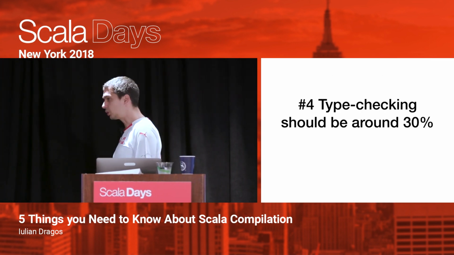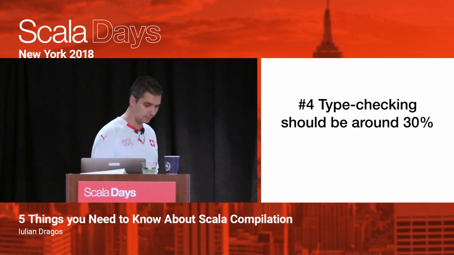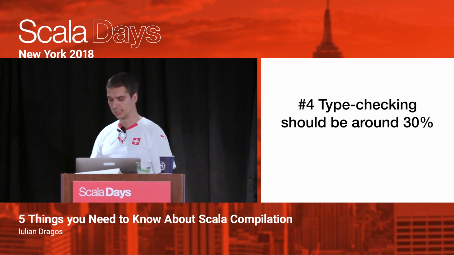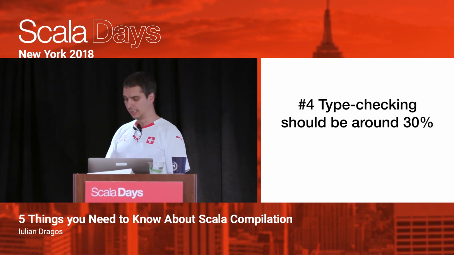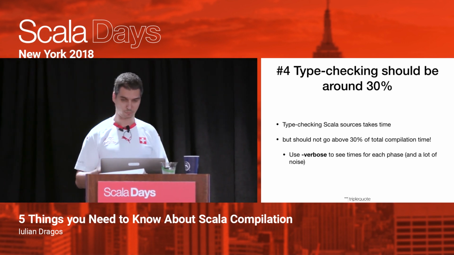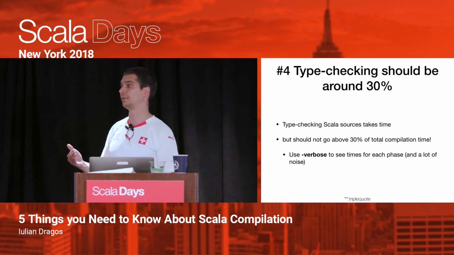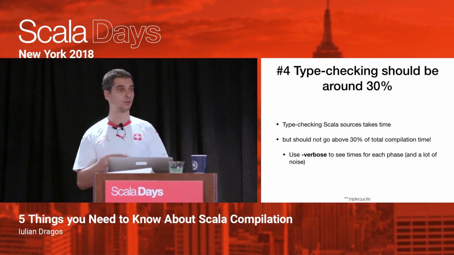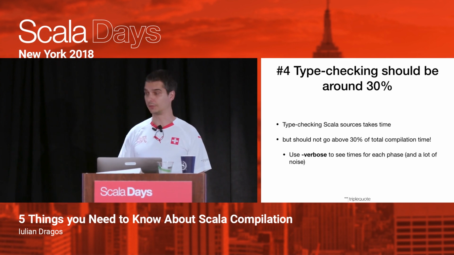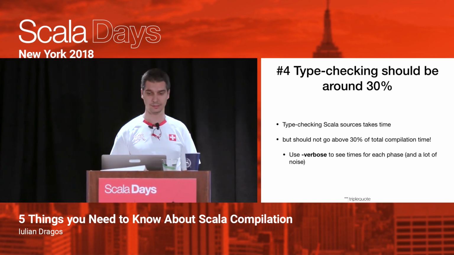So I keep talking about type checking and how long it takes to type check. Roughly, the type checking phase should be around 30%. Of course, the compiler will not report this to you, but what you can do if you feel that compilation times are getting out of hand is to run scalac once with -verbose on the command line, and it will print timings for each phase.